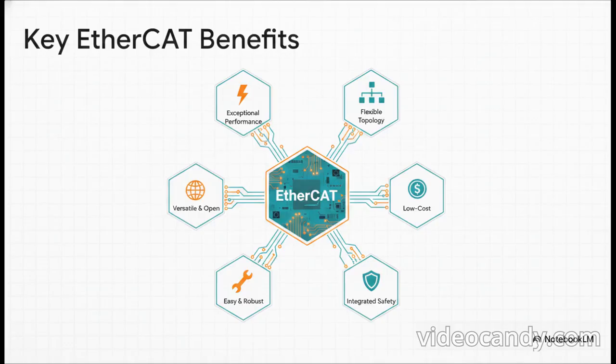Second, it has a highly flexible topology, letting you connect up to 65,535 devices on a single network using line, tree, star, or bus layouts. Third, it's a super versatile, open global standard. Fourth, it's surprisingly low cost because it completely eliminates the need for expensive network switches. Fifth, it's really easy to set up and incredibly robust, with automatic addressing and built-in fault finding. And finally, number 6, it has lean, lightning-fast integrated safety built directly into the bus, which we're going to dig into in just a minute.